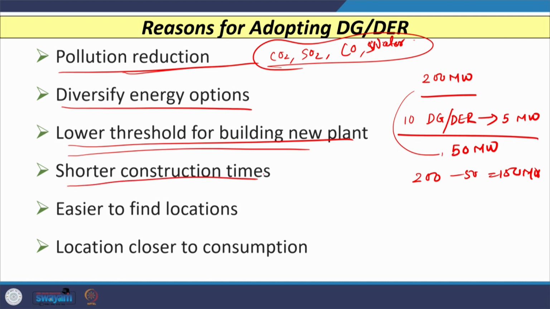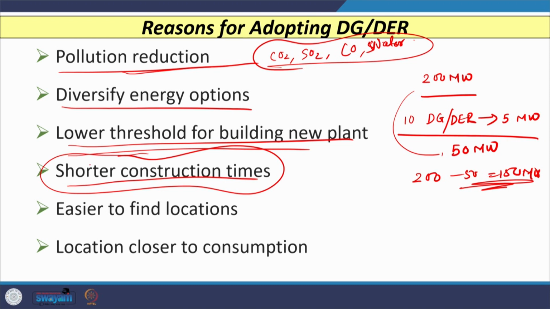Further, we have shorter construction times. If I want to connect a DG with, let us say, a capacity of 500 kVA or 1 MVA or 1 megawatt, then the construction time is much shorter compared to the construction time required for building a large or central power plant. It is easier to find locations. There is no need for acquisition of a big area or land, which is required in the case of building a central or big power plant. So, this can be avoided if we adopt DG or distributed energy resources.